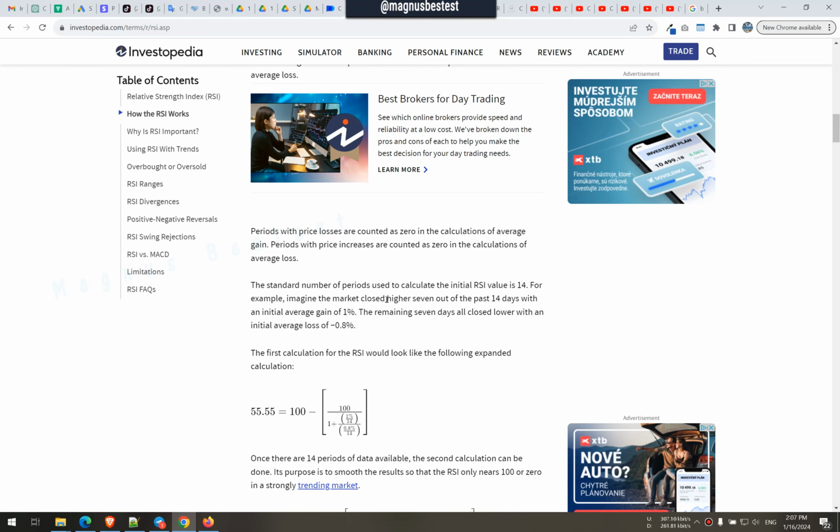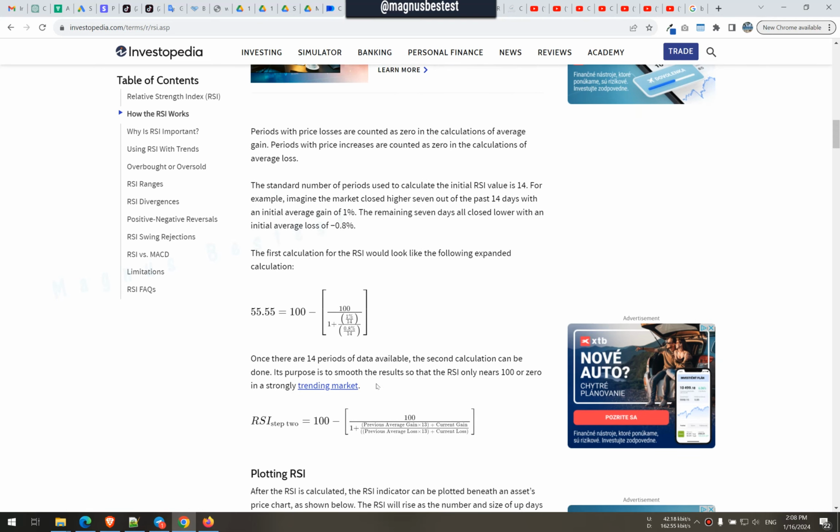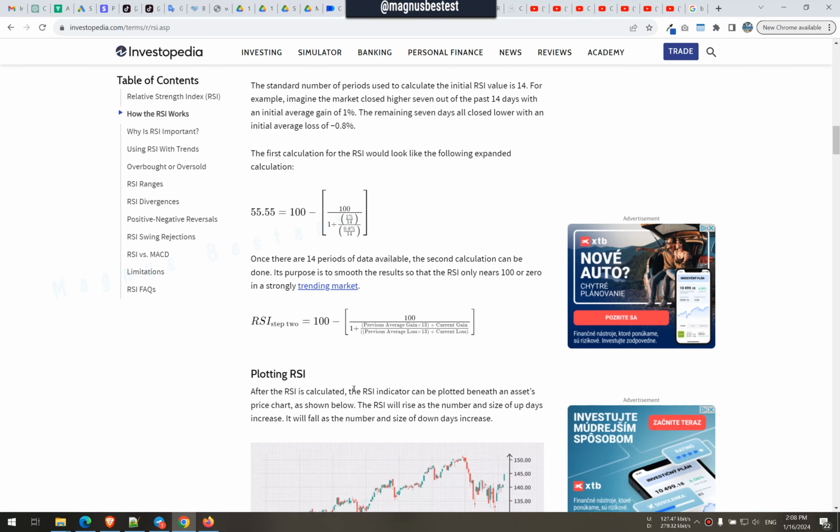So let's say the price for the first 7 days of that 14-day lookback period made an average gain of 1%, and the remaining days it just closed minus 0.8%. So overall, we are still making gains. And this is then calculated for every single candle, 14 candles back. So in the second step, we add those values together nicely into the second equation, and we get our RSI value.